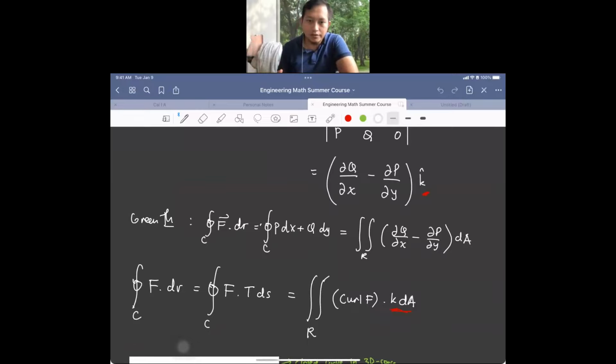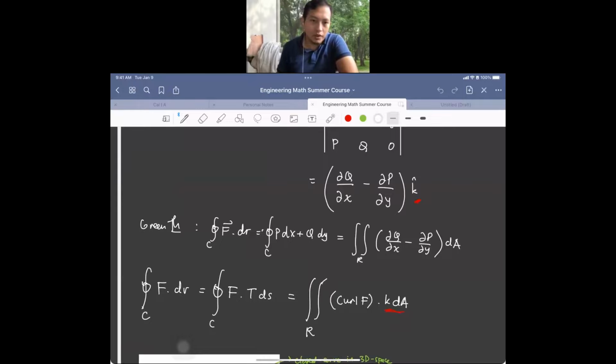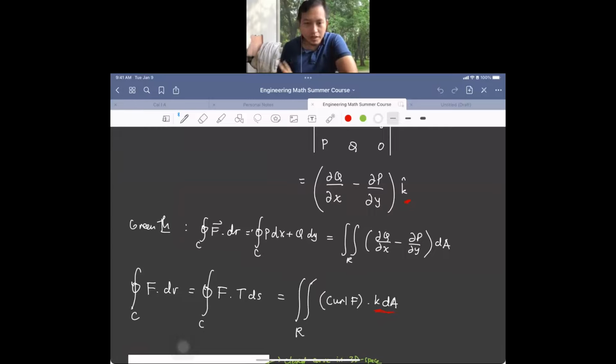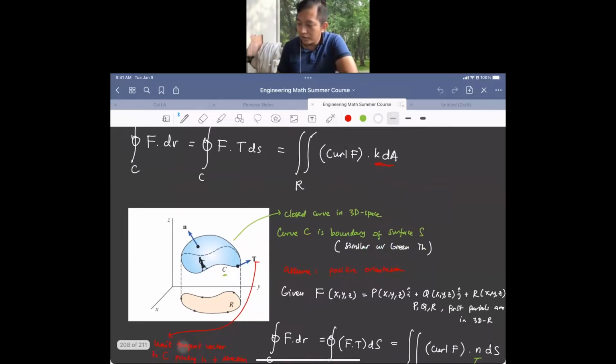And from the perspective of the Stokes theorem, Stokes theorem is actually a more general version of the Green theorem. So it's actually the same as Green theorem. We can say it's the same as Green theorem, but it's more general. It covers a lot of conditions. Okay.